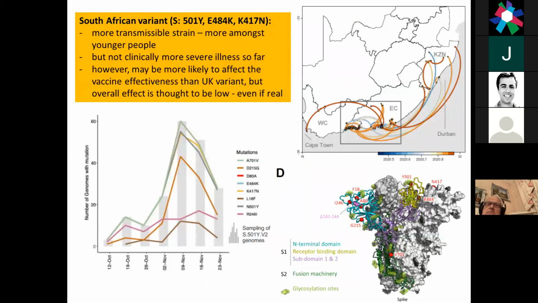Okay, so the South African variant, if you think about what I've just told you, has 3 mutations in the S spike glycoprotein. It's got 501, which was present in the UK one, but it has a 484K and a 417N. So now you've got 3 mutations in the receptor binding domain, and this is why some of the scientists are worried that this South African strain may escape the existing vaccines more readily than the UK variant.